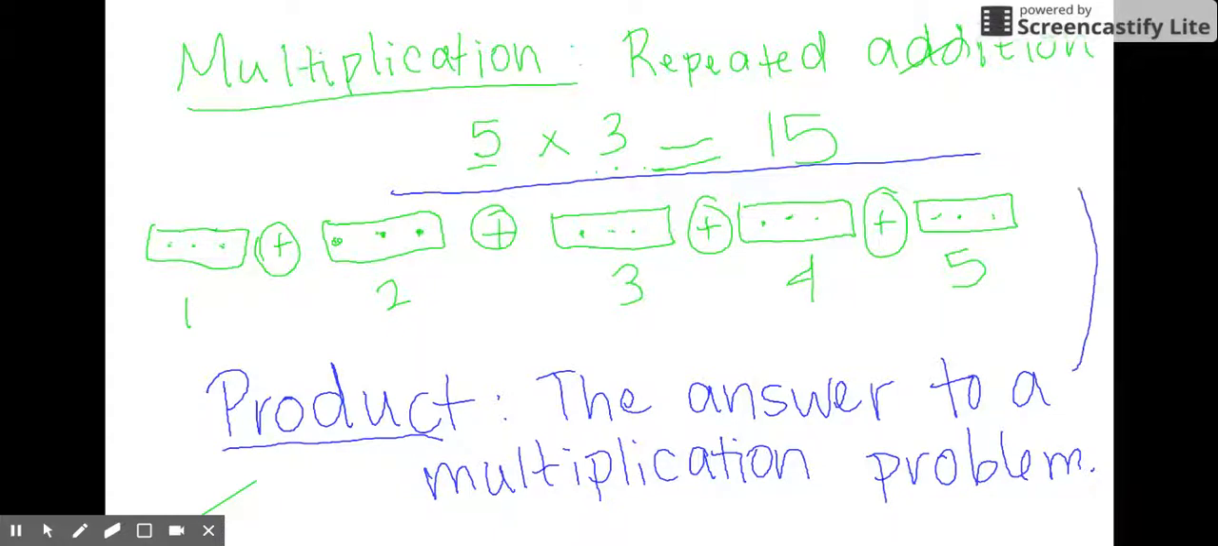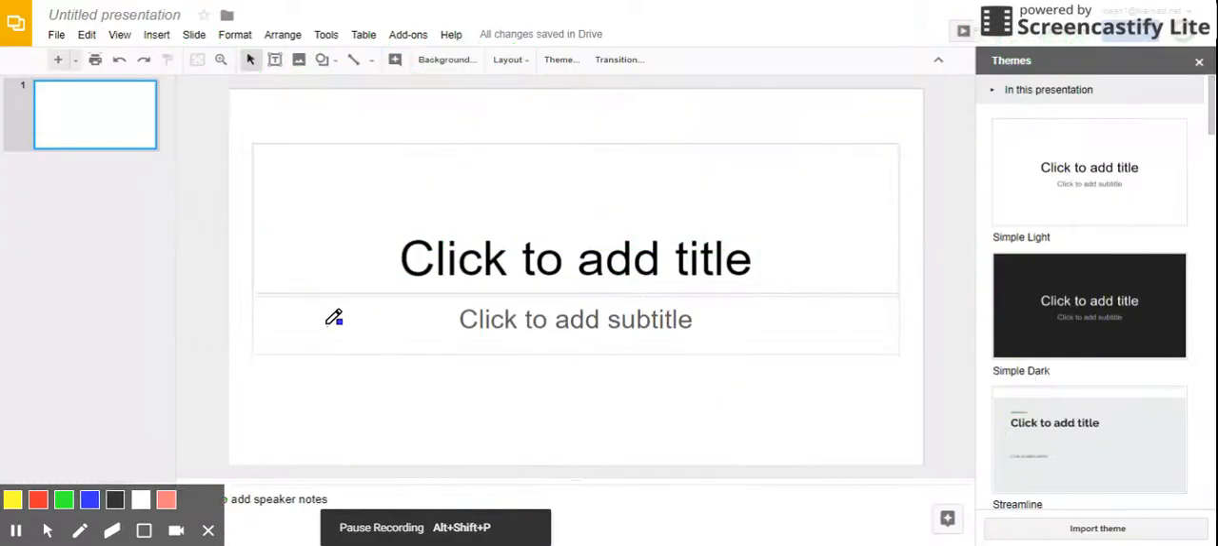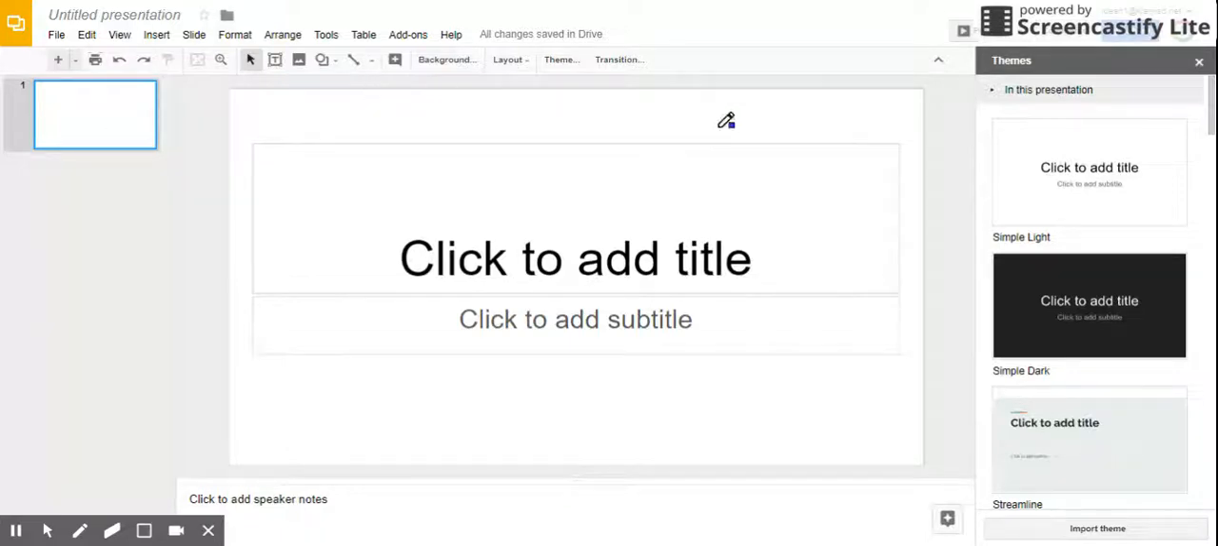If you said 15, you should give yourself a high five because you are correct. The answer to a multiplication problem, well, we found the answer was 15, so we could say the product of 5 times 3 is 15. The product of 5 times 3 is 15. There we go. Okay, let me get a new one. Here we go.